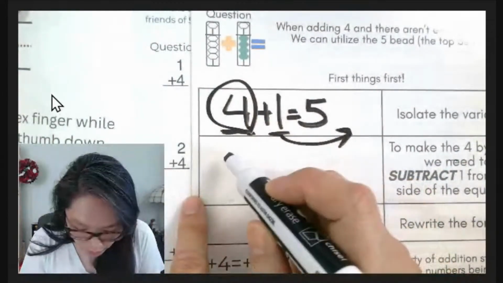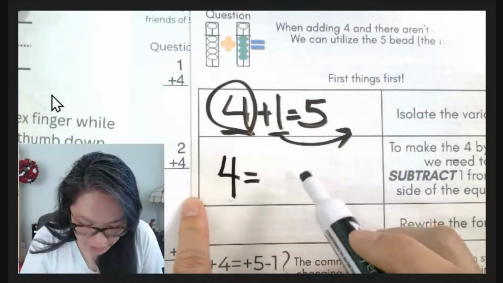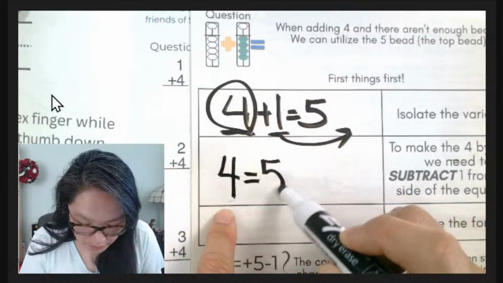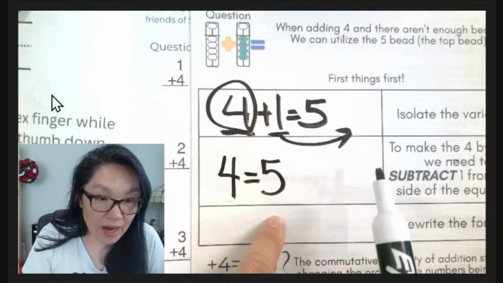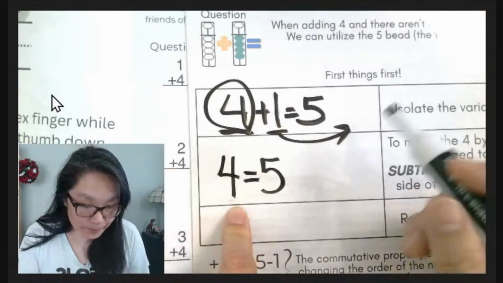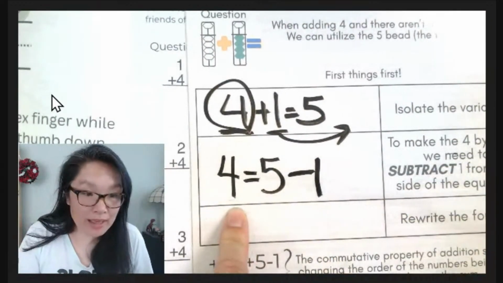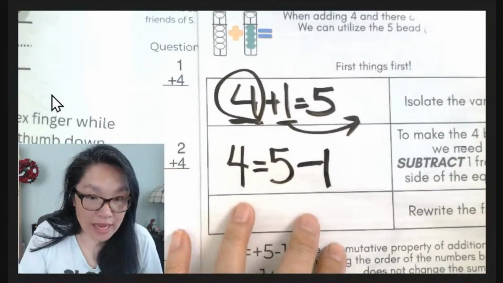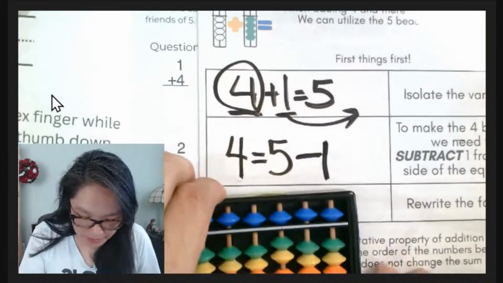To make the 4 by itself, all we have to do is do that, right? Now it's by itself, and it's equal to 5. But adding 5 is too much. So what do we do? We have to minus the 1. Now it's balanced. Does that make sense? So now it's balanced. Well, what does that mean in abacus terms?